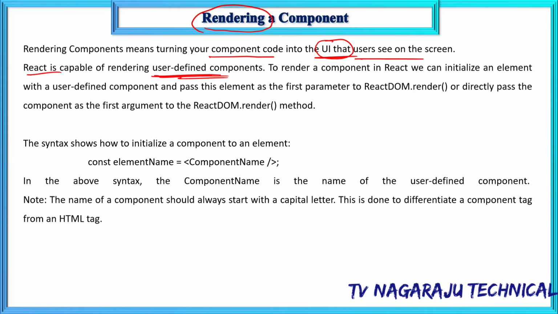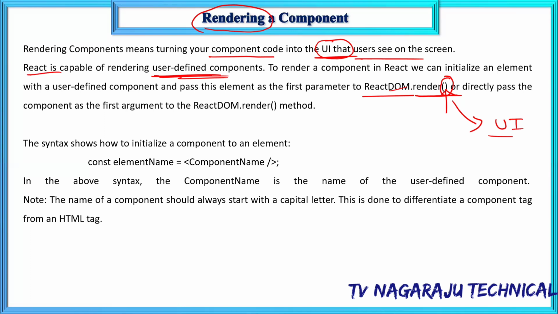Okay. Now, how do we render the component? We have a render method available under ReactDOM. For this, we write the component as the parameter. Once you place the component as a parameter in the render method, this component is converted into a user interface.